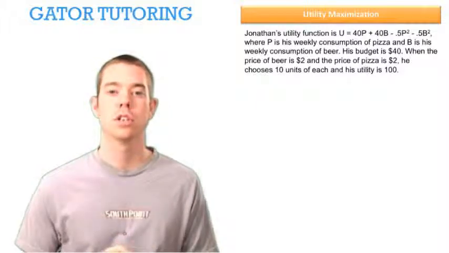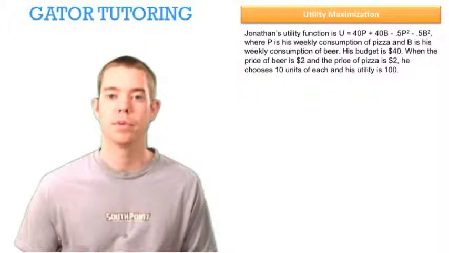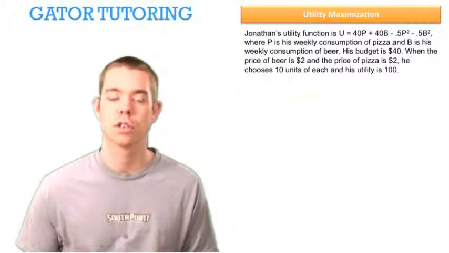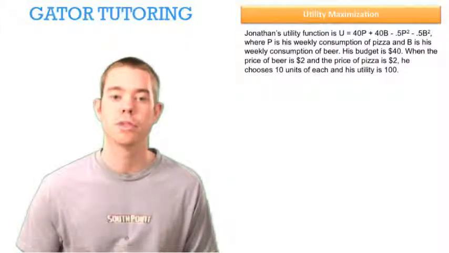Jonathan's utility function is U equals 40 times how many pizzas he eats plus 40 times how many beers he drinks minus 0.5 times how many pizzas he eats squared minus 0.5 times how many beers he drinks squared, where P is his weekly consumption of pizza and B is his weekly consumption of beer. His budget is $40. When the price of beer is $2 and the price of pizza is $2, he chooses 10 units of each and his utility is 100.